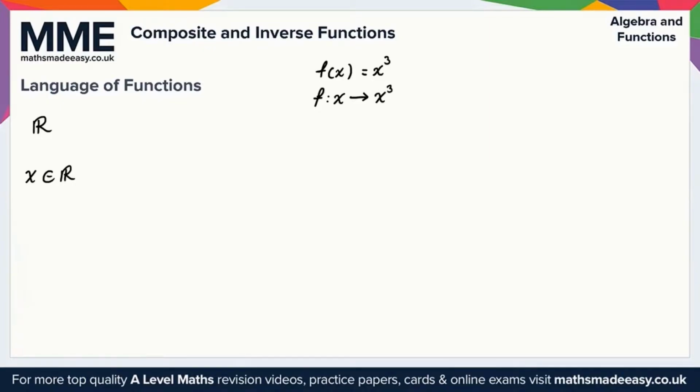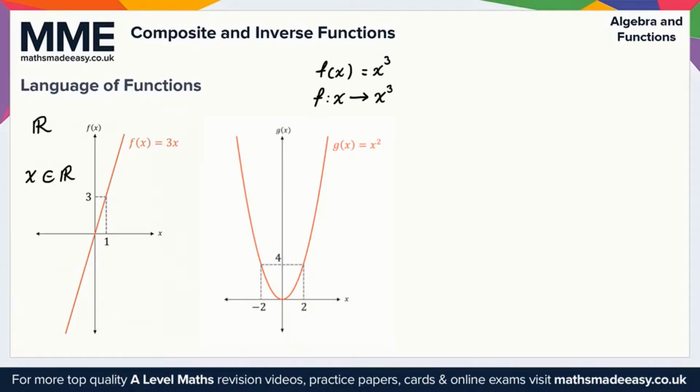A function that maps one element in the domain to one element in the range is called a one-to-one function. And a function that maps more than one element in the domain to one element in the range is called a many-to-one function. So let's take a look at this example here, where we want to state the domain and range of the graphs that we can see on the screen here. So let's just clear what we've got on the screen so far.